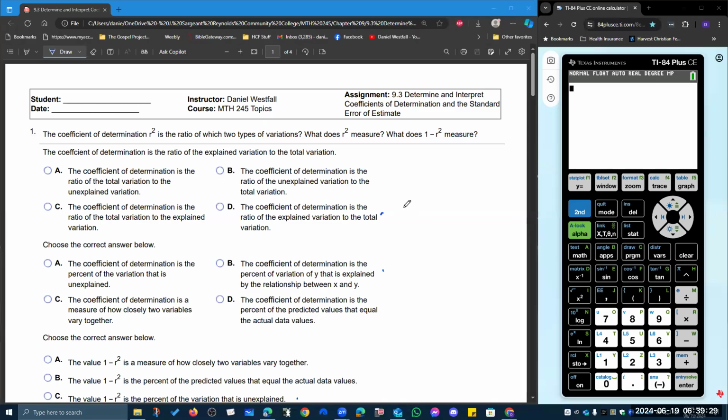In this video, we're going to determine and interpret coefficients of determination and the standard error of estimate from 9.3. Let's go ahead and get started.